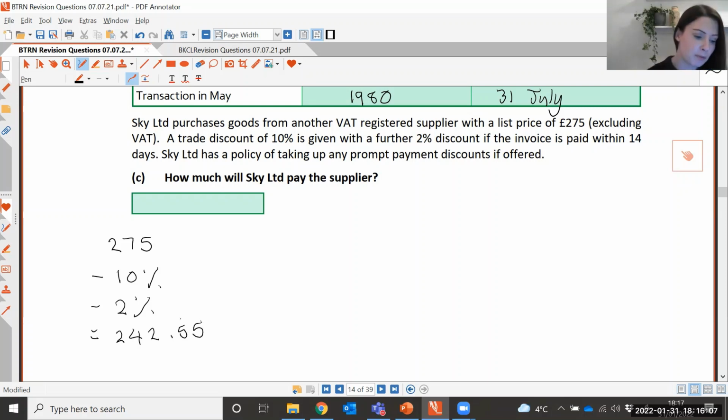And then on top of that, we need to add 20% VAT. So the gross amount payable, you're right, is £291.06.